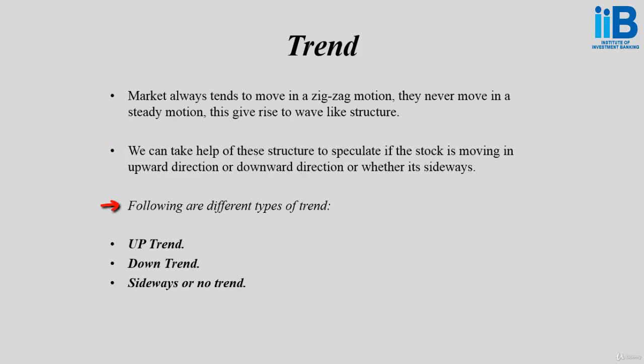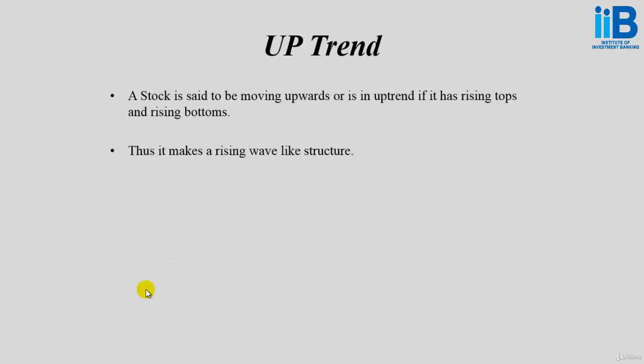Following are different types of trend: an uptrend, a downtrend, a sideways or non-trending market, or a no trend. Let's go ahead. What is an uptrend? A stock is said to be moving upwards or is in uptrend if it has rising tops and rising bottoms. Thus it makes a rising wave-like structure.